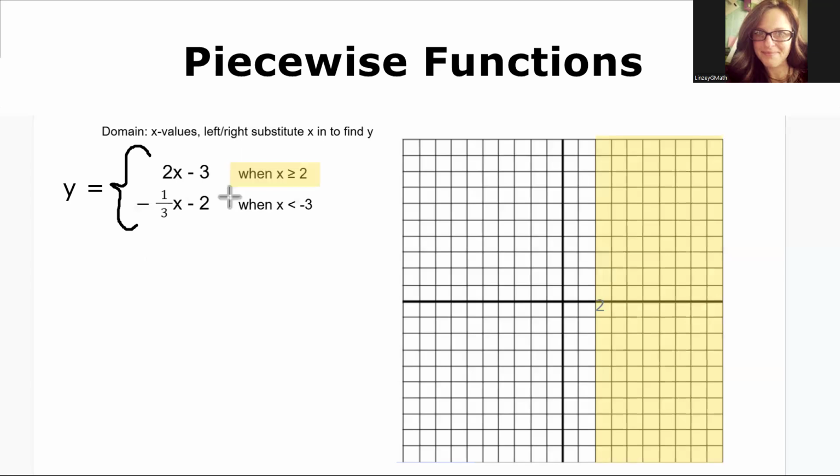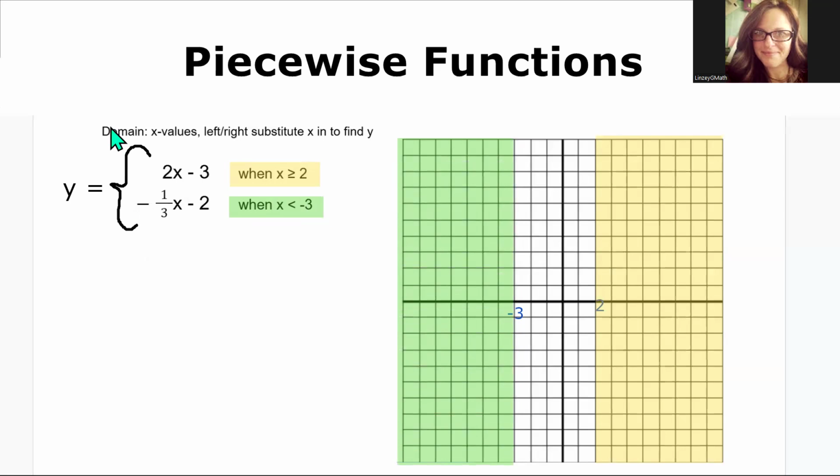We'll take a look at the second piece. When x is less than negative 3, there's negative 3 on the x. 1, 2, 3. And that's this part of our graph.